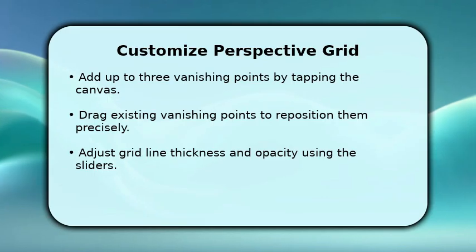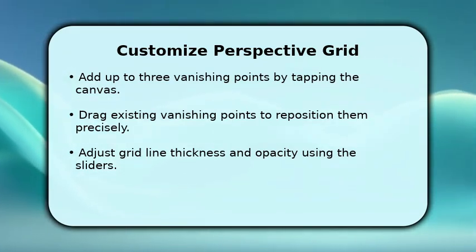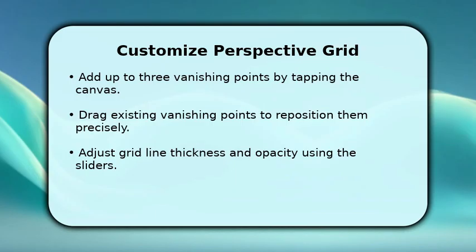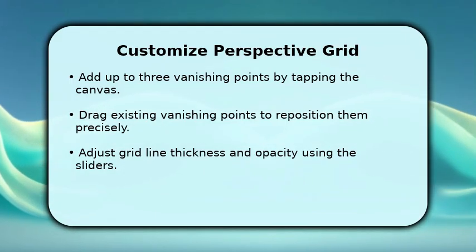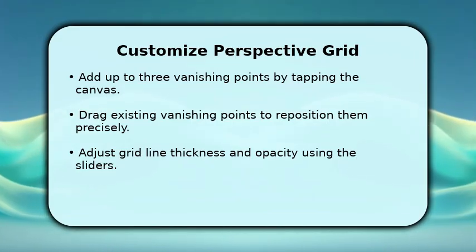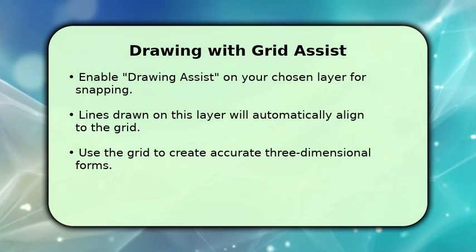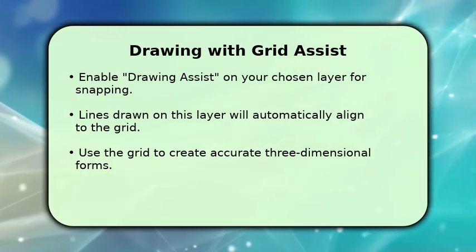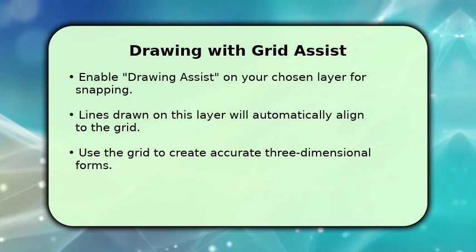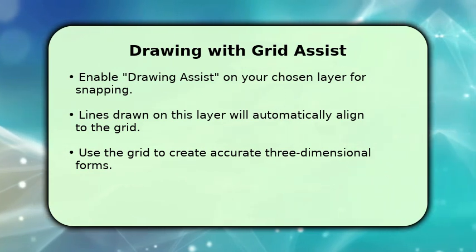At the bottom of the screen, you will find sliders to adjust the grid's thickness and opacity, allowing for clear visibility. When you are satisfied with your setup, tap Done to finalize your custom perspective grid. To make your drawing process easier, ensure Drawing Assist is enabled for your active layer. You can do this by tapping the layer thumbnail and selecting Drawing Assist.